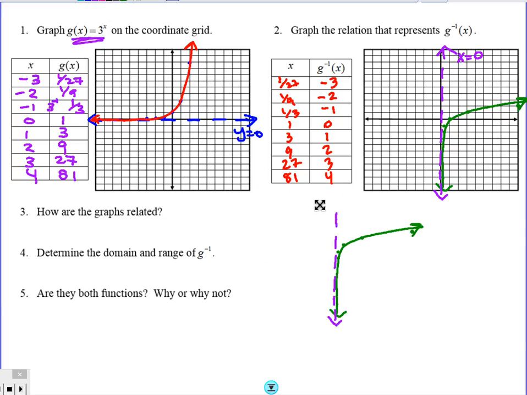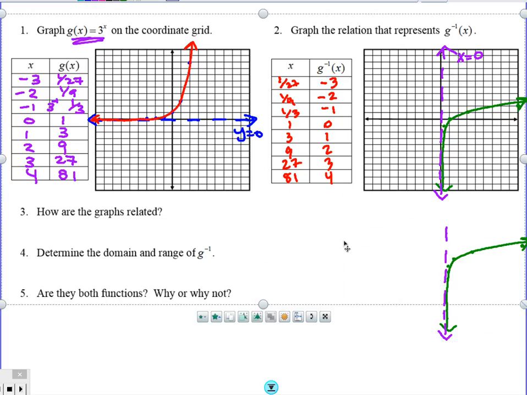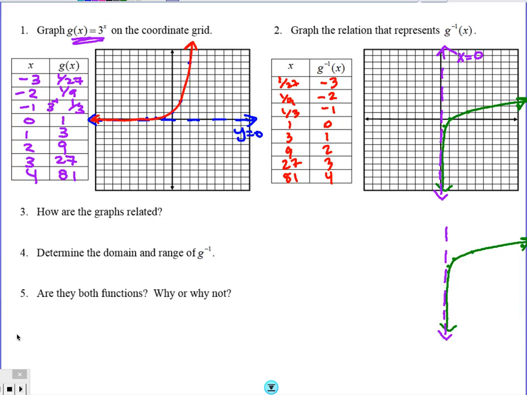Let's move that out of the way. Okay, so let's go ahead and answer 3 questions. How are the graphs related? Well, awesome. They reflect over the line y equals x. Thank you guys for writing this with me. Determine the domain and range of these functions. Oh, no, just of the inverse.